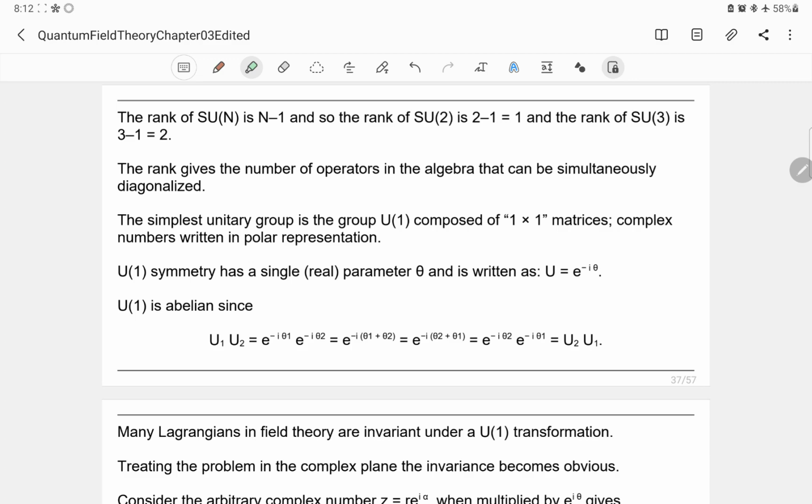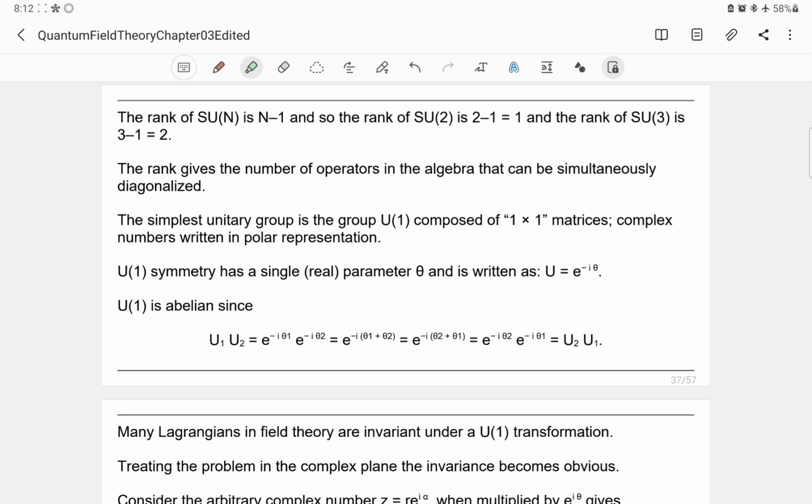The rank of SUN is n minus 1. So for SU2 you have 1 as its rank, and for SU3 you have 2. The rank gives the number of operators in the algebra that can be simultaneously diagonalized. So these operators are represented by matrices.